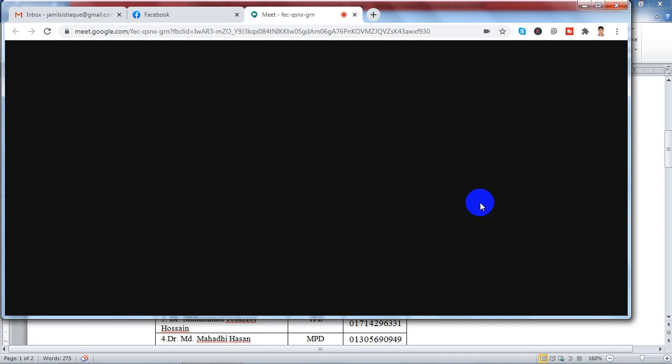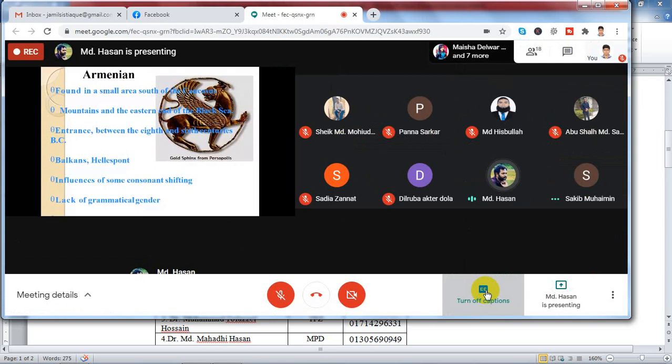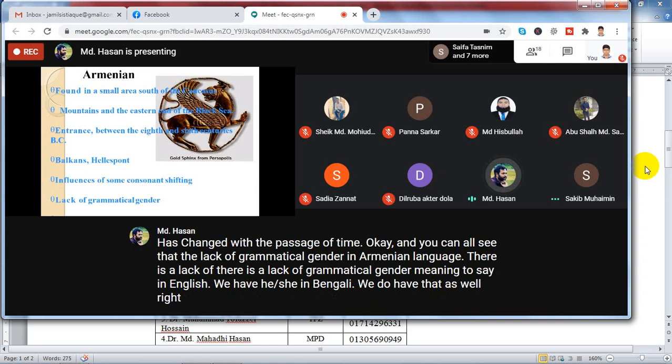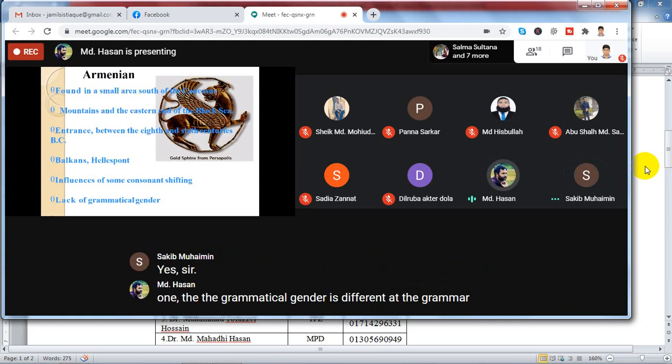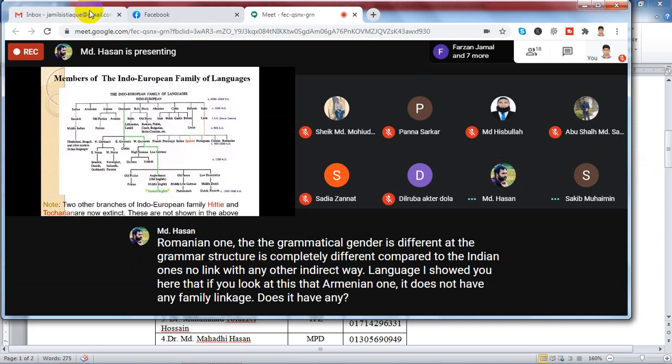Languages change from one version to another, one type to another, in pronunciation, grammar, everything, with the passage of time. You can also see the lack of grammatical gender in the Armenian language. In English we have he, she, and in Bengali we have that as well, right? But in Armenian the grammatical gender is different and the grammar structure is completely different compared to the Indian ones. No link with any other Indo-European language. I showed you here that the Armenian one does not have any family linkage. That's why the Armenian one is different from other languages.